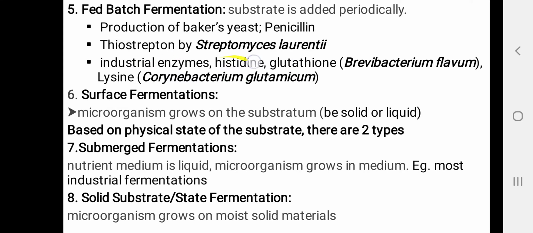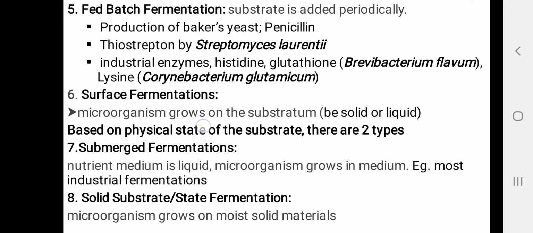by using Streptomyces laurentii, then industrial enzymes, histidine, glutathione from Brevibacterium flavum, lysine by using Corynebacterium glutamicum. Sixth type of fermentation is surface fermentation.